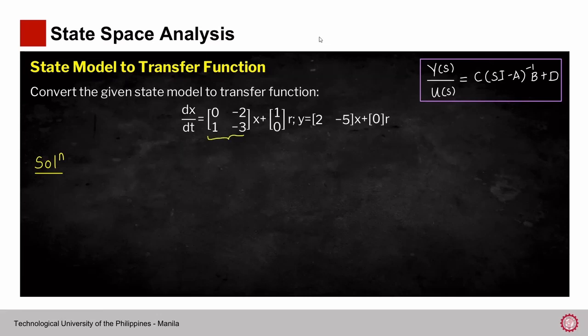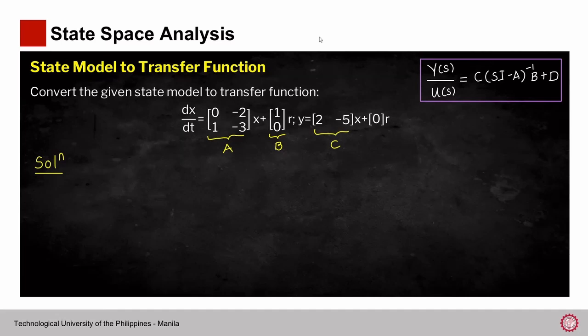Because this is your state matrix, so this is your A. This is nothing but the B. This is nothing but the C, so this is nothing but the C also. Okay, sige guys, so what is C of S? Unahin natin yung SI minus A. Anong sabihin ng SI minus A?